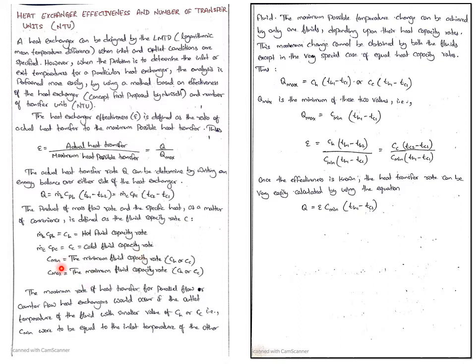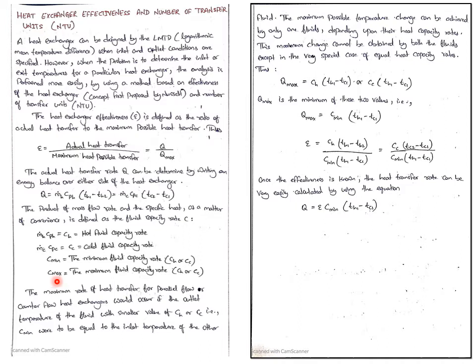Here, C minimum defines the minimum fluid capacity rate, whichever is the smaller one, whether C_h or C_c. C maximum means the maximum fluid capacity rate, again C_h or C_c. Of the values given for C_h and C_c, whichever is higher and lower defines your C maximum and C minimum.